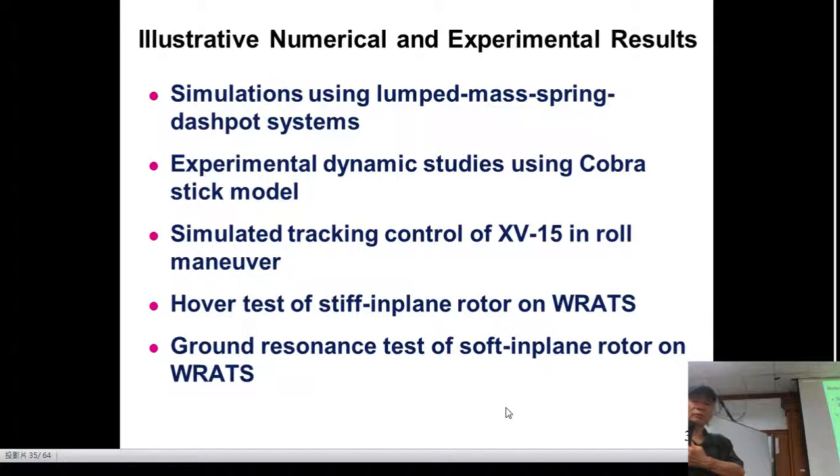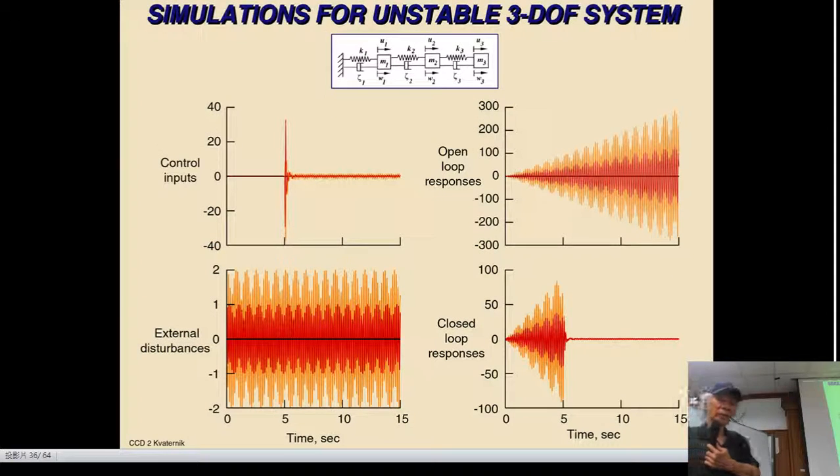And then we also will talk about the XP15. This is experimental data. XP15 is simulation data. And then we'll talk about another called hover test of Steve implant rodent, we call rats. I will show you in the movie on the rats. And then we have more data about rats. And I will show you this.